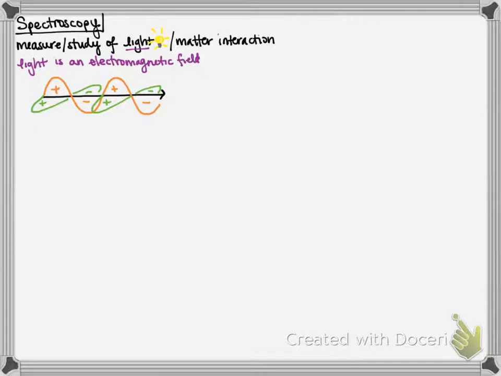But usually, for most of the types of spectroscopy that we'll talk about in this class, we're thinking about the electric field interacting with matter. While we can cause the magnetic field to interact with matter, it turns out that there are complications there. So almost always we're thinking about the electric field interacting with matter.